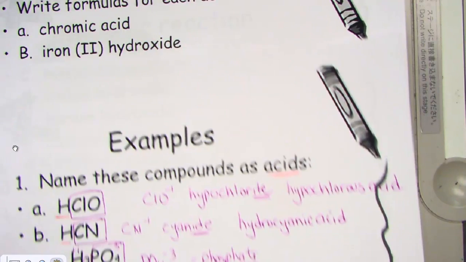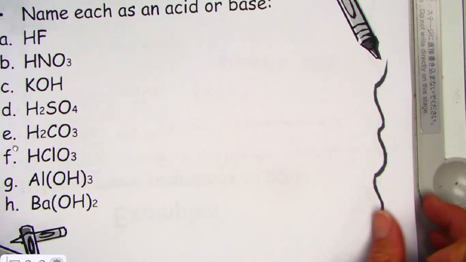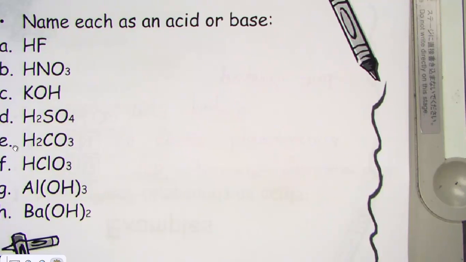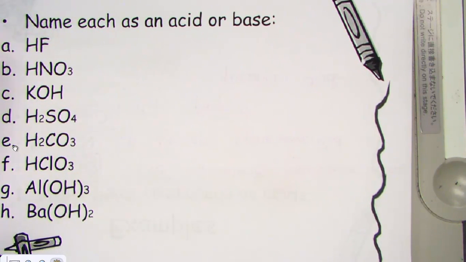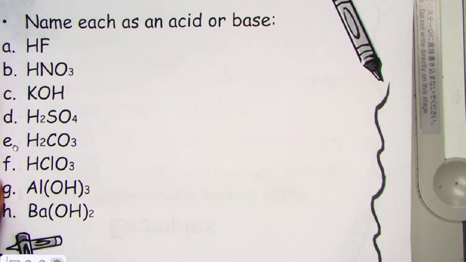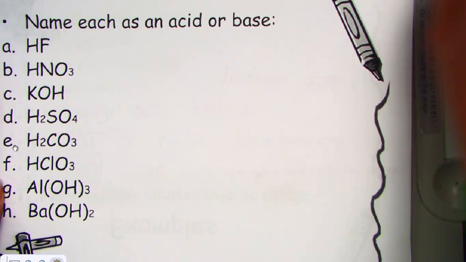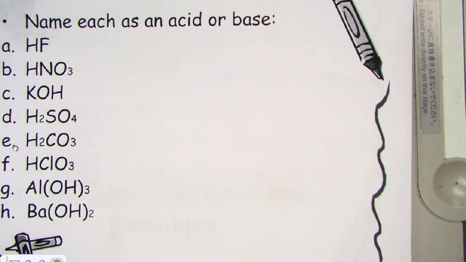We have a series of practices in our note pack. Pause the video, get out your periodic table and polyatomic ion chart if you haven't yet, and I want you to work these through. When you have listed your answers, turn the video back on and check your work. Pause the video, work ahead, turn it back on when you're ready to check.